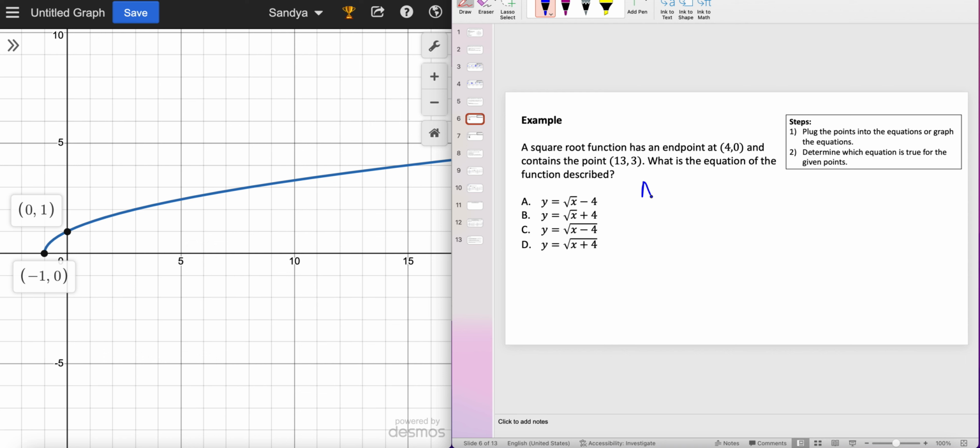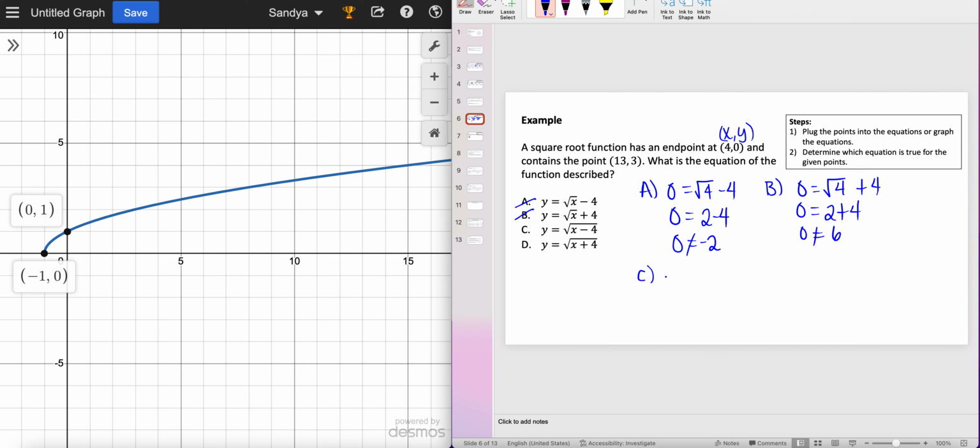If I was going to use the first method, I would start off with one of my points, for example, the point 4, 0. So that's x and this is y. Then I would plug into my equation and see what makes my equation true. If I plug into equation A, I get 0 equals the square root of 4 minus 4. That gives me 0 equals 2 minus 4, which is 0 equals -2. That's not true. Then if we try equation B, we have 0 equals the square root of 4 plus 4, which is 0 equals 2 plus 4, which tells me that 0 equals 6. That's not true either.